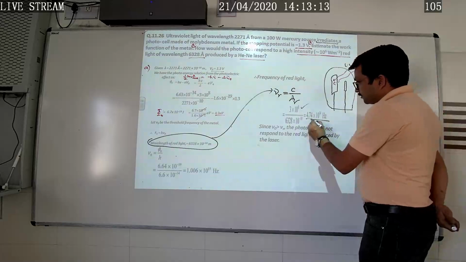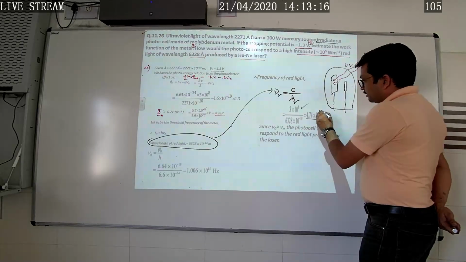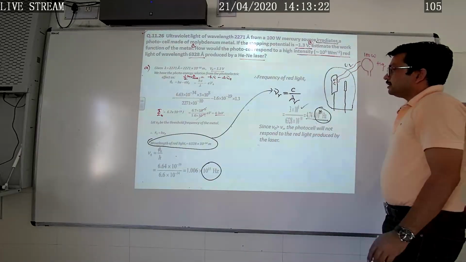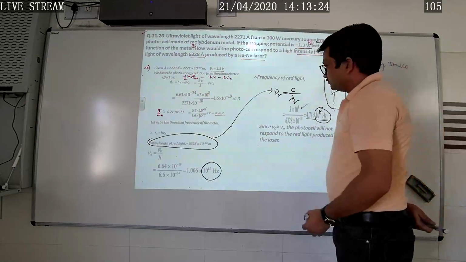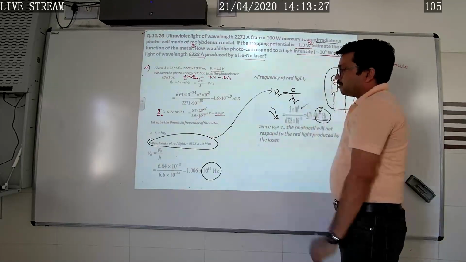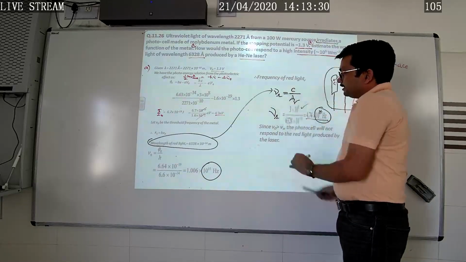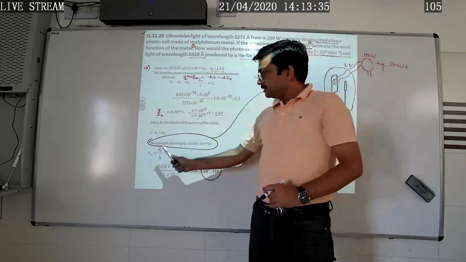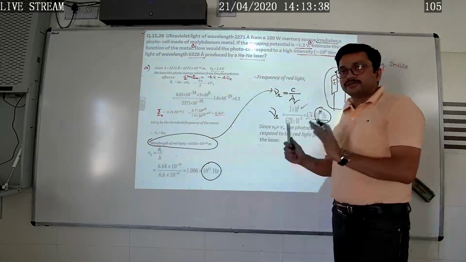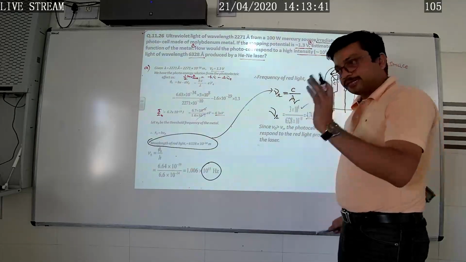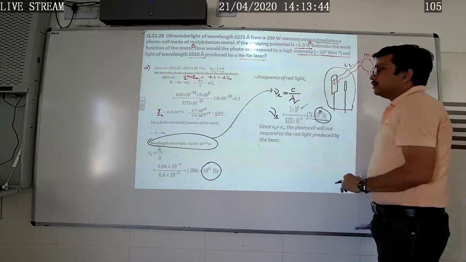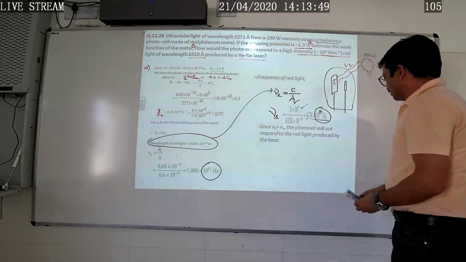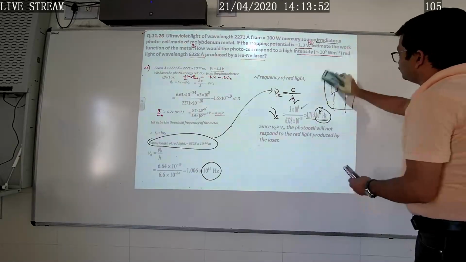Now compare this frequency. Simply comparing the order, here the order is 10 to the power 15 hertz, and here the order is 10 to the power 14 hertz. What does it mean? The frequency of this red color is lesser than the threshold frequency. In that condition no photoelectric emission will take place, as a result of which this photocell will not respond to the red light produced by the helium neon laser. So in this way, this was your 26th question.